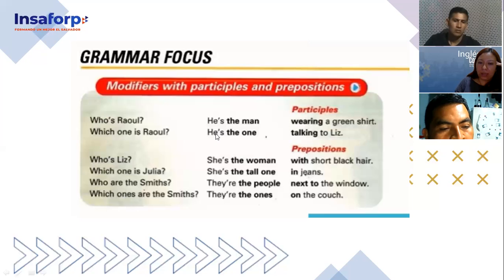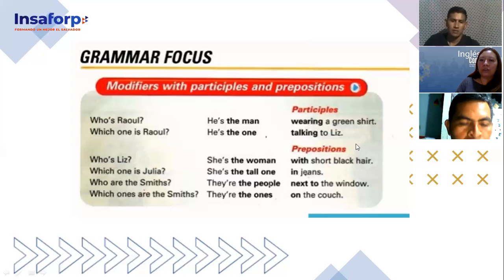Vamos a ver number three. Ahora vamos a ver la respuesta. Veamos. He is the man. He is the one. Vamos a cambiar la dinámica. Vamos a leer toda esta, por favor, de nuevo. Number three va a leer toda la línea. He's the man wearing a green shirt. ¿Y lo demás? He's the one talking to Luis. Correcto. Thank you. Okay. Entonces tenemos, who is Raúl?